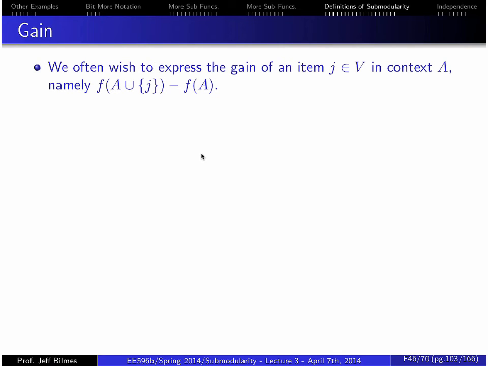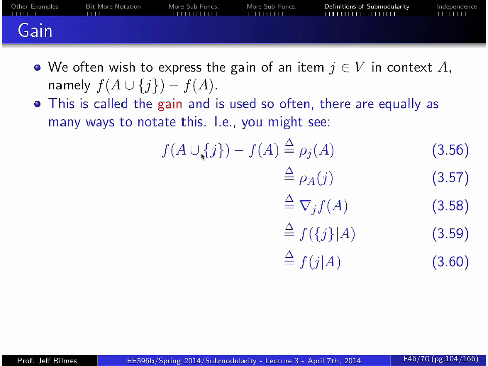So it's often the case that we want to define this notion of gain. So f of A union J minus f of A. So this is the gain of J in the context of A. We have all of these different notations that might mean the gain. People in the past have used rho sub J of A. Other people have used rho sub A of J. Other people have used the gradient of f of A with respect to J. Other people have used f of the set J given A, and other people have used f of J given A. What we're going to use in this class is this one.